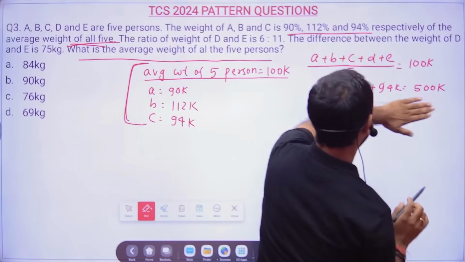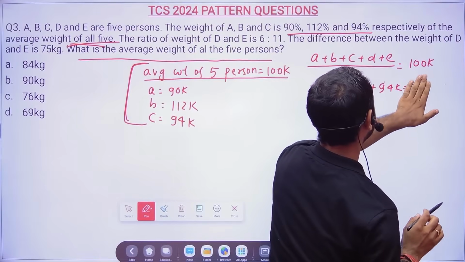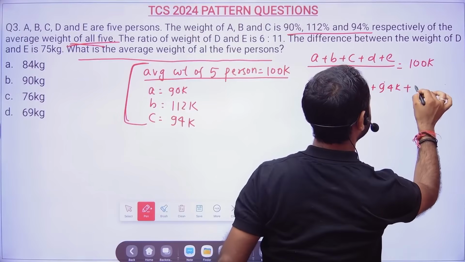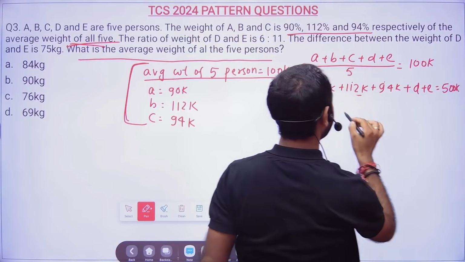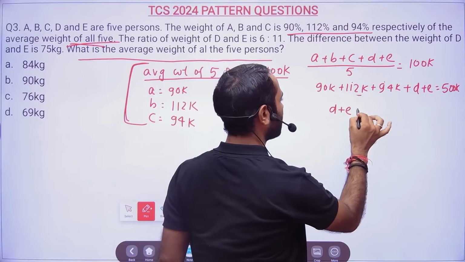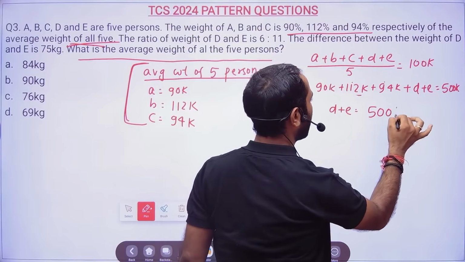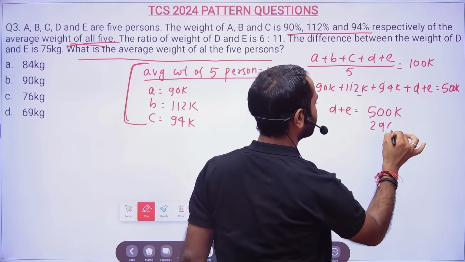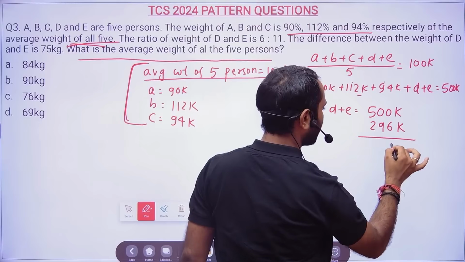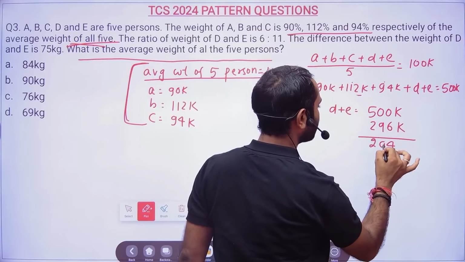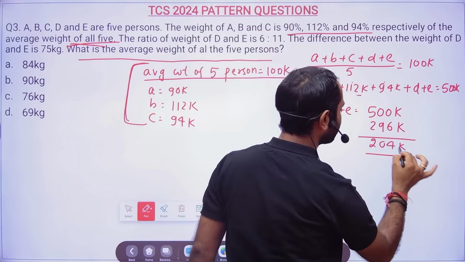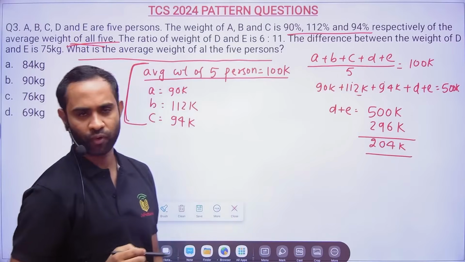Okay, I'm sorry, here D and E we have not considered. So plus D plus E will be equal to 500k, right? Okay. Now D plus E will be equal to 500k minus 296k, and 10 minus 6 is 4, and 9 minus 9 is 0, and 4 minus 2 is 2. So D plus E will become 204k, right?